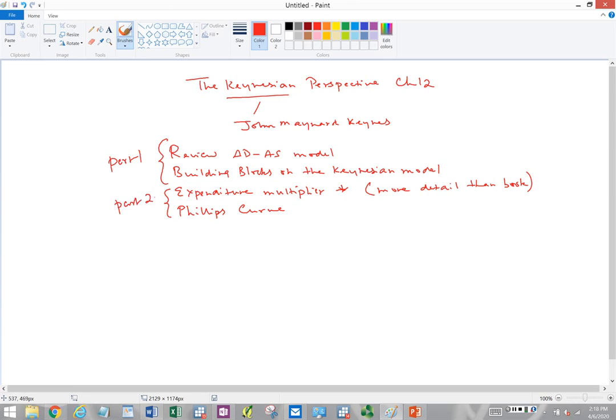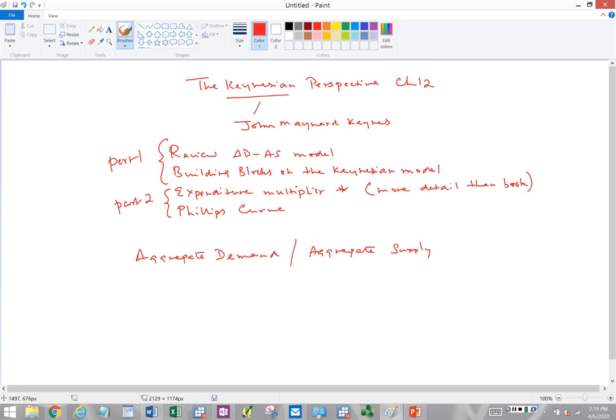Right, so let's quickly review the AD-AS model. Right, so AD, of course, stands for aggregate demand, and AS stands for aggregate supply. So to put it briefly, we view the entire economy as if it were a market.